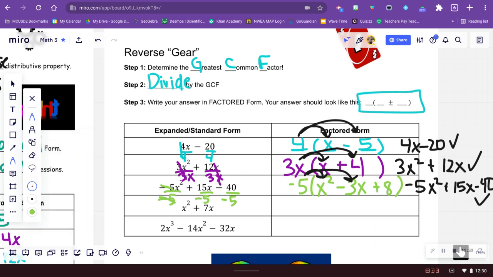Next example, this one everybody gets stuck on because we just see the numbers out front, the 1 and the 7, and we know, hey, there's no common factor there, but they both have an x.